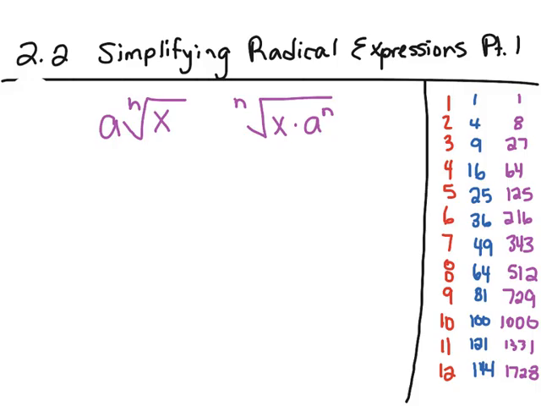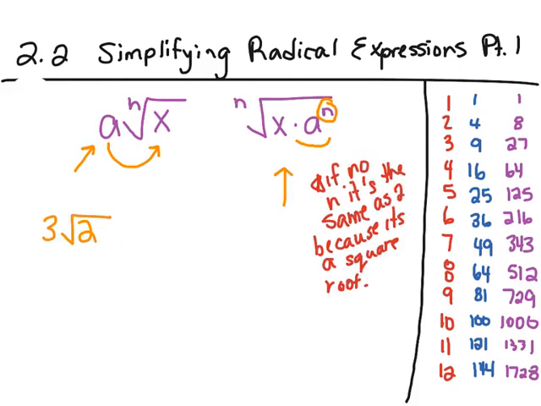Now we're going to work with mixed radicals and entire radicals. So a mixed radical means you have a coefficient in front, and an entire radical means everything is under the radical. So to bring a coefficient into the radical, you have to raise it to the power of n. So for our first example, we have 3 root 2. If there is no n, it is the same as 2 because it is a square root. To bring the 3 under the radical, we have to raise it to the power of n, which is 2. Now we simply simplify, so 3 squared is 9, times 2 is 18.